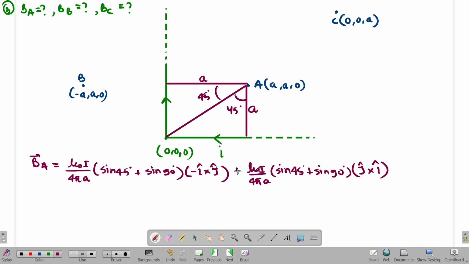So both are the same. I cross J is what? K cap. So minus K cap, here also I'm getting minus K cap. So the answer is what? Twice mu naught I by 4 pi A, times sine 45, which is 1 by root 2, plus 1, minus K cap. That's your answer, the magnetic field at point A. Is it clear?